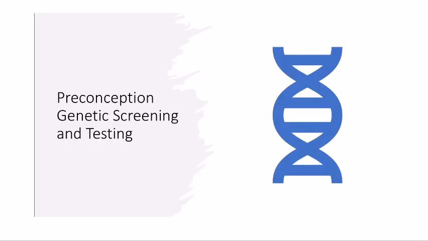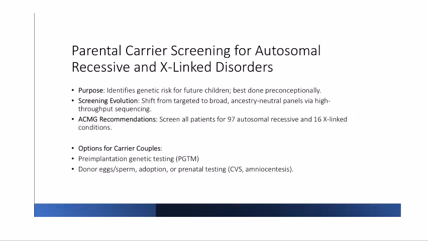In the next few slides, we will be looking at preconception genetic screening. This is where testing takes place before pregnancy. Carrier screening, ideally done preconceptionally, identifies parental genetic risks for autosomal recessive or X-linked disorders. ACMG recommends screening for a broad panel of conditions, regardless of ancestry. Carrier couples have reproductive options, including pre-implantation genetic testing, which screens embryos for genetic conditions before implantation.